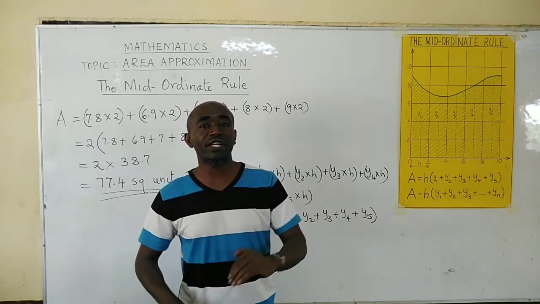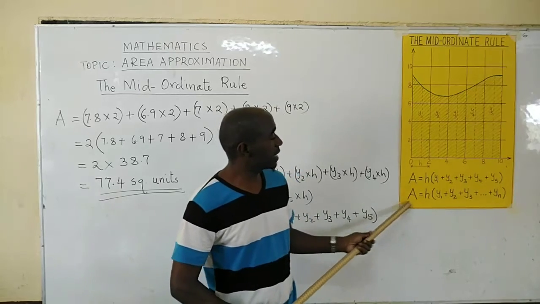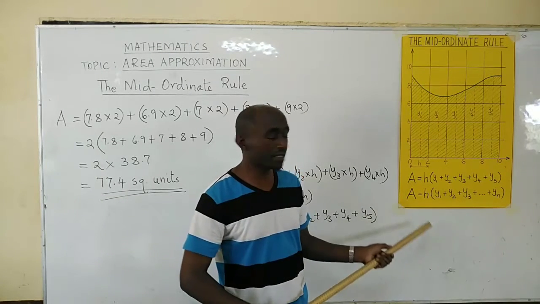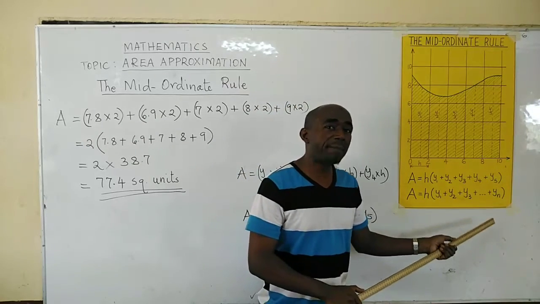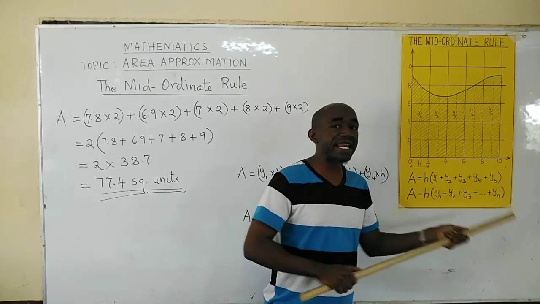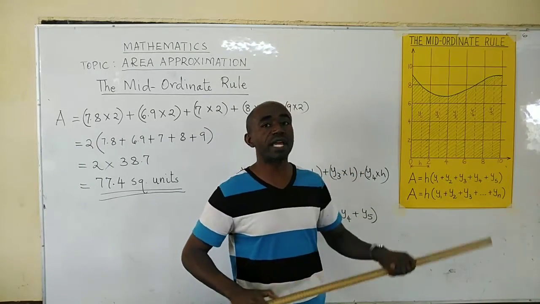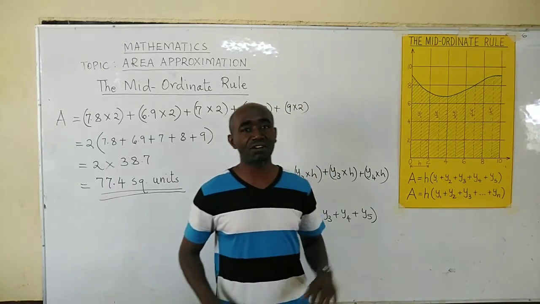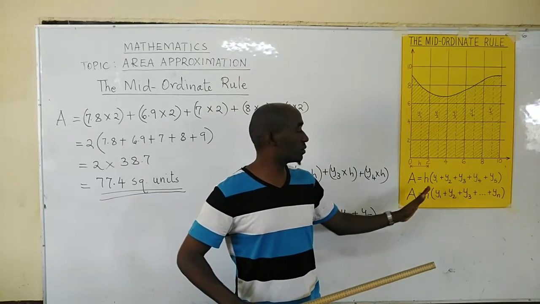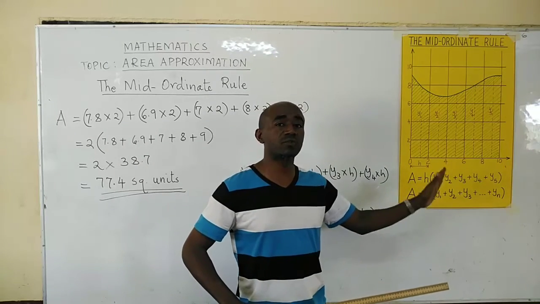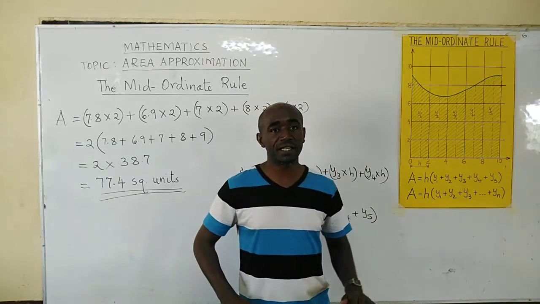But if we have n rectangles, then this is the formula now, the one below: area is equal to h in brackets, y1 plus y2 plus y3 up to plus yn. For n rectangles, you will move from y1 up to yn. For example, if we have 10 rectangles or 10 strips, then it will be y1 plus y2 plus y3 up to y10. If we have 15, then it's up to y15. I hope that is clear.